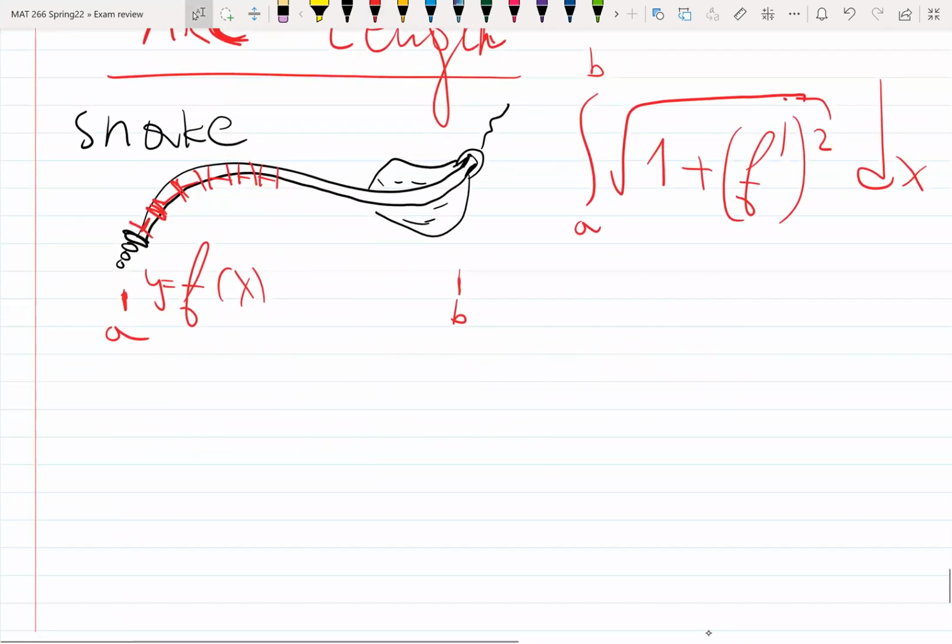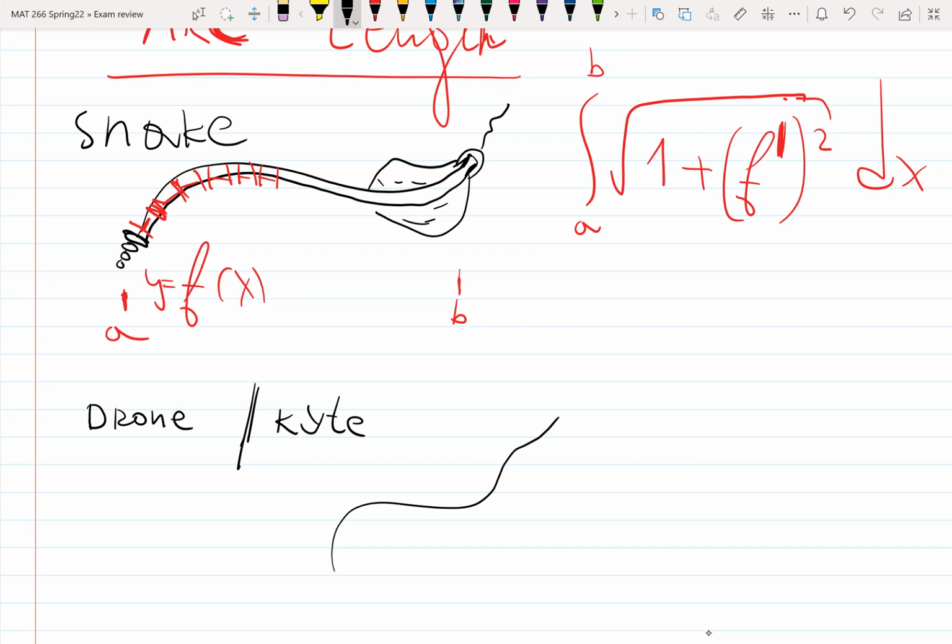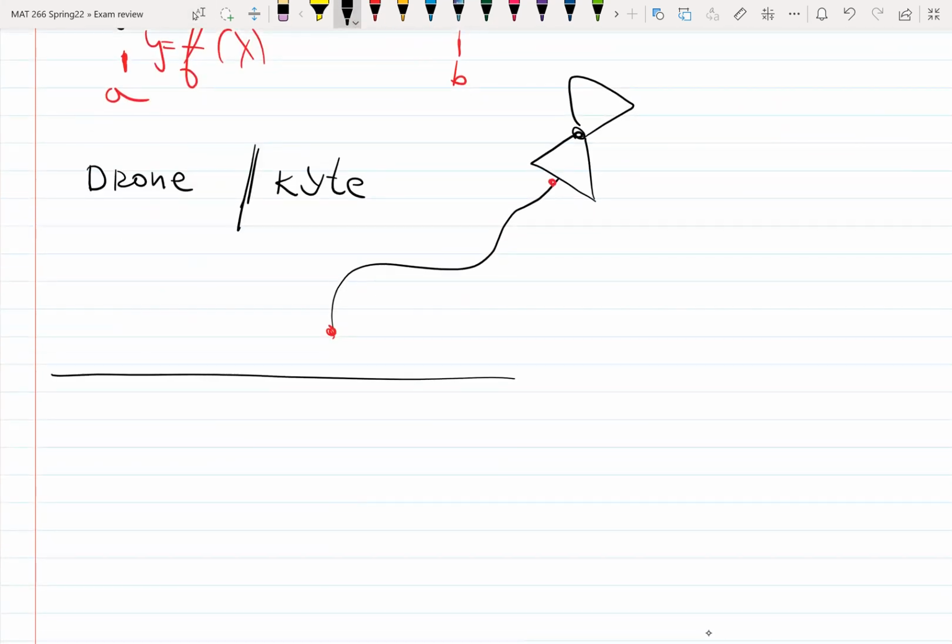Now, don't forget to differentiate. If you don't differentiate, you will mess up. What else? We did in the review, you will see a kite or a drone flying. Find the length of the rope. Blah blah blah. That's the same thing, the same formula. It's just nice to put some kind of application problem. The engineering department asked us to do that. Snake, drone, or a kite. Same thing. Flying kite. What is the length of the rope if the function is given? And you just use the formula like so.